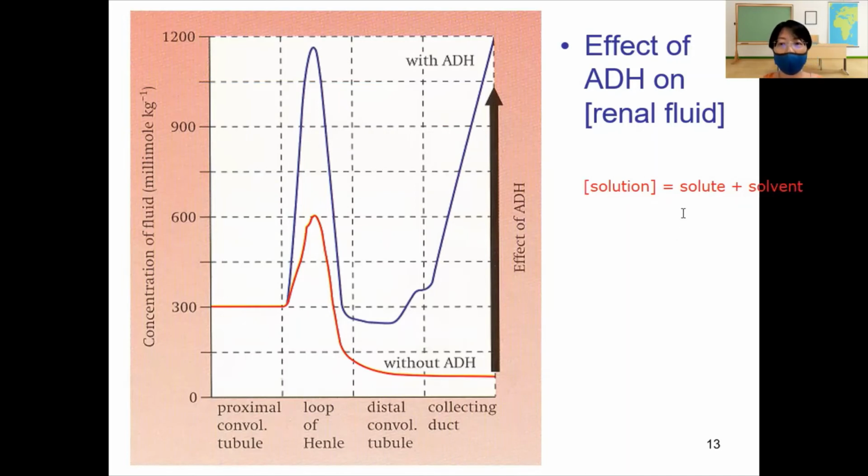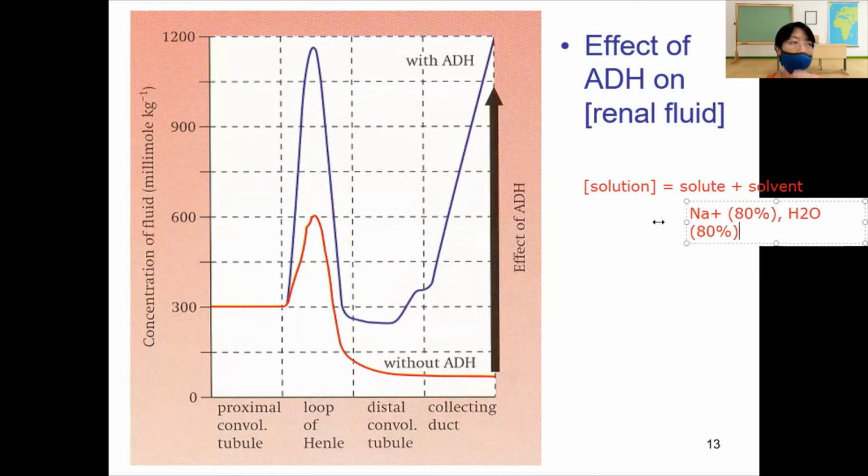Correct. Water, Na plus. Na plus how many percent? 80%. That's why I asked you to memorize, isn't it? I asked you to memorize just now. Water how many percent? 80%. So because sodium ion is a solute, we reabsorb 80%. Water is a solvent, we reabsorb 80%. So if you reabsorb the same amount, is there a change in the concentration? No change. So how to explain this one? You need to memorize this to explain. Okay.